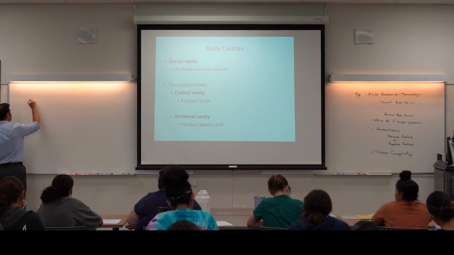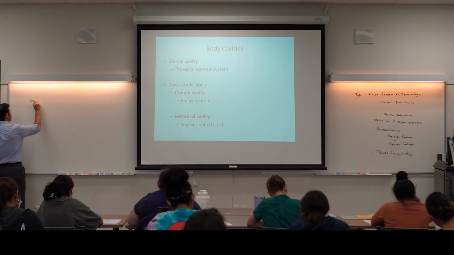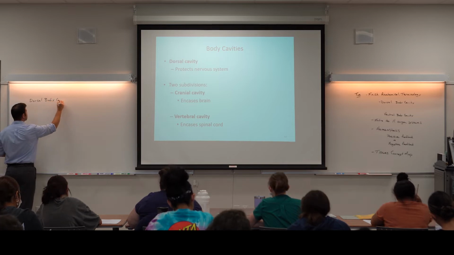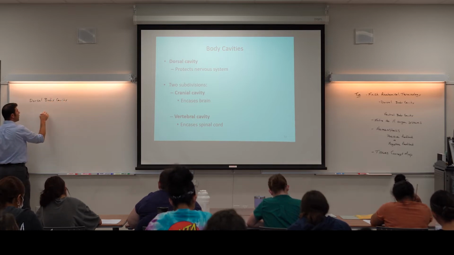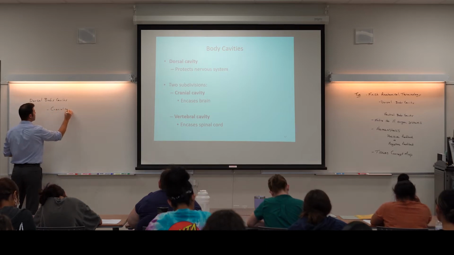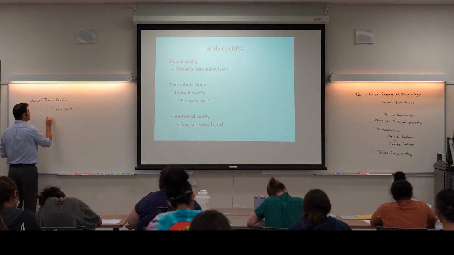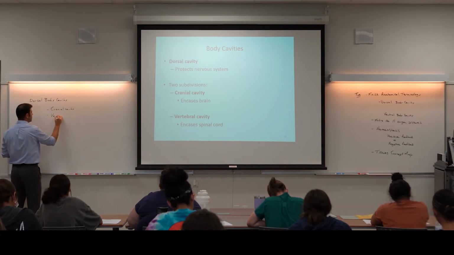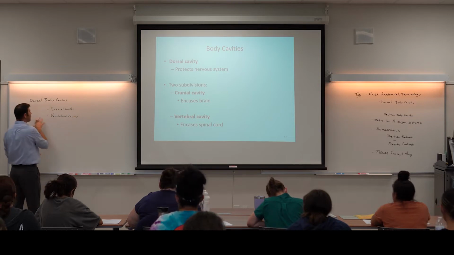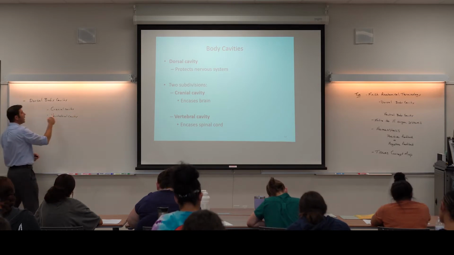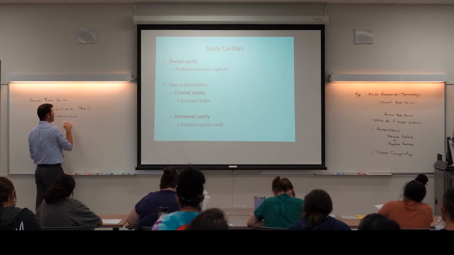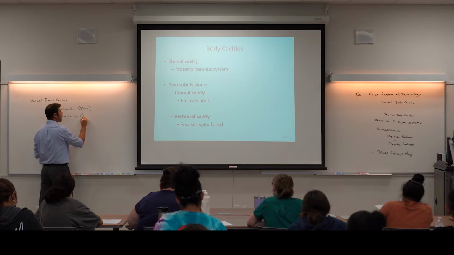When we look at the dorsal body cavity, your lecture notes have dorsal body cavity. And underneath dorsal body cavity, we're going to see the cranial cavity and then vertebral cavity. Both nested within the dorsal cavity of the body. The cranial cavity we're going to see houses the brain, and the vertebral cavity is going to house the spinal cord.